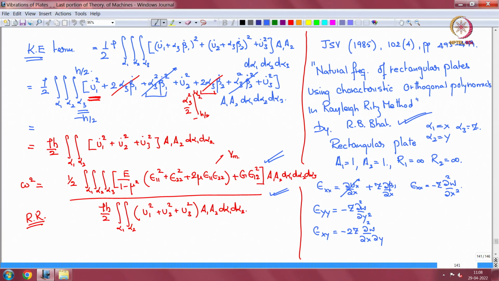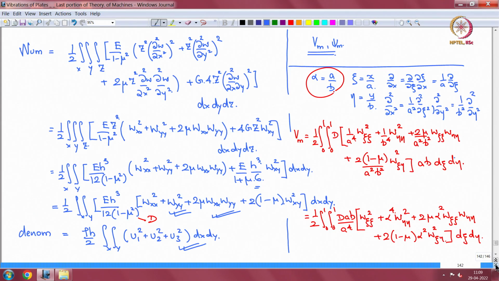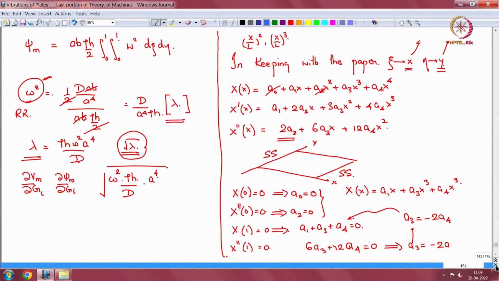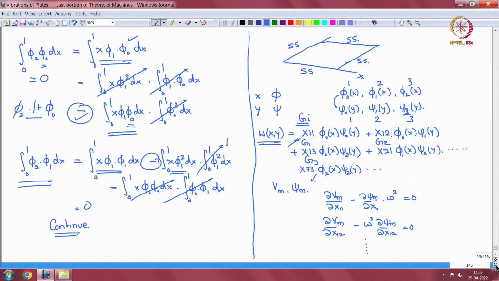Okay, good morning and welcome to this next lecture on vibrations of plates and shells. We are in the topic of the Rayleigh Ritz method. In the last lecture, we entered two-dimensional structures. One of the key papers is this one by Professor R.B. Bhat, and we looked at his method of generating orthogonal polynomials and using it to estimate natural frequencies of rectangular plates.